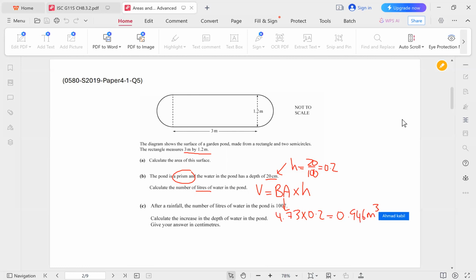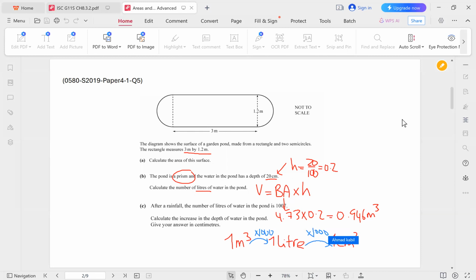But they want the volume in liters because they want the number of liters of water. So you should know that 1 meter cubed is bigger than 1 liter, and 1 liter is bigger than 1 centimeter cubed. So 1 liter is exactly in the middle between 1 meter cubed and 1 centimeter cubed. And the link between them is to multiply by 1000. So if you multiply by 1000 here, you get liters, and if you multiply by 1000 again, you get centimeters cubed.